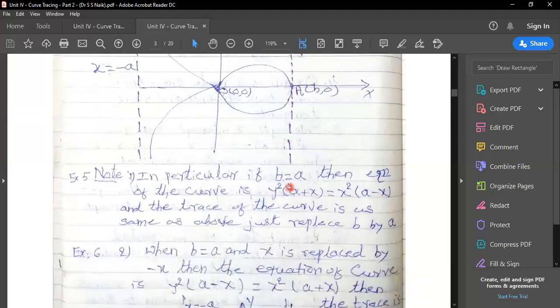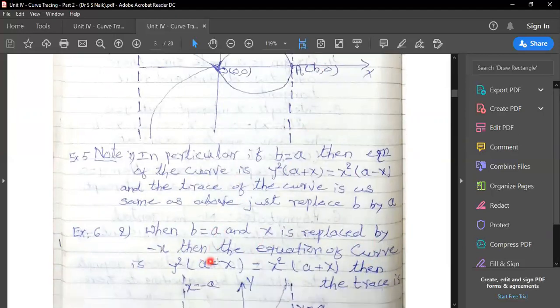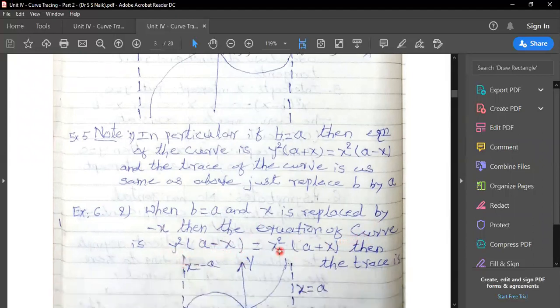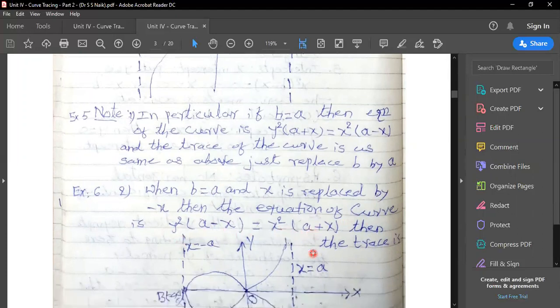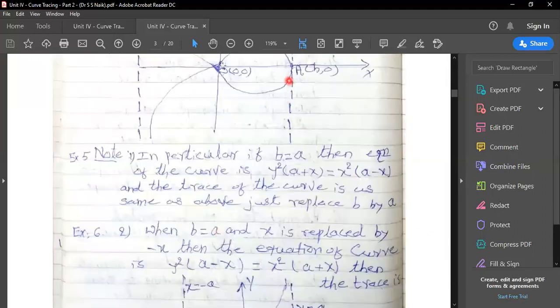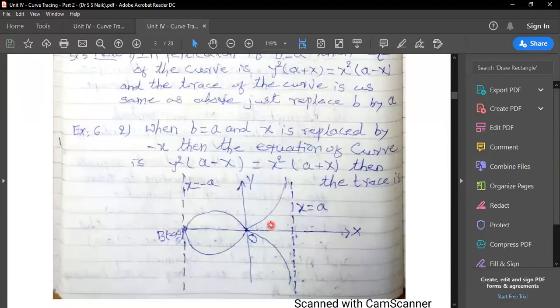Then the sixth problem will be when b is replaced by a and x is replaced by minus x. The equation of the curve is y square into bracket a minus x is equal to x square into bracket a plus x. Then the trace of the curve is exactly opposite to the previous one. This is the origin. Then here you get a point (minus a, 0), x is equal to minus a and x is equal to a. Now this becomes the trace of the curve.